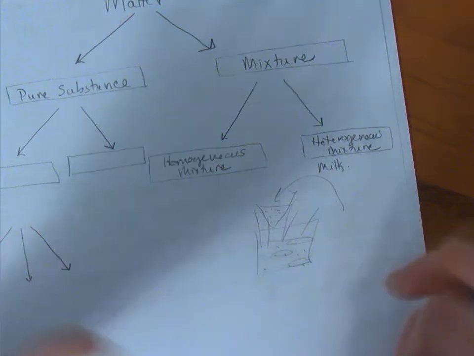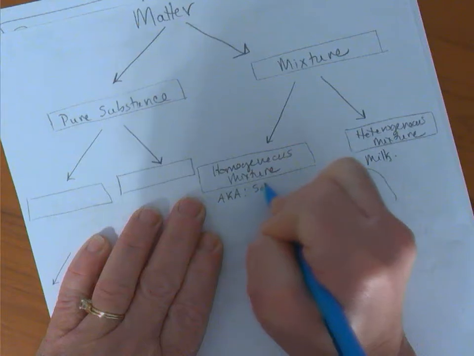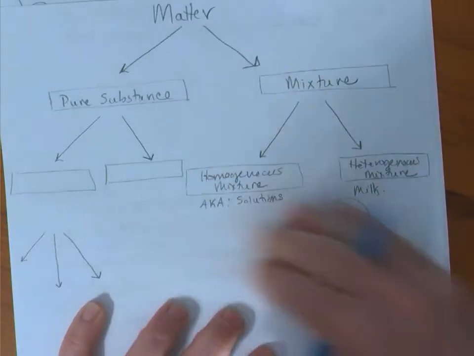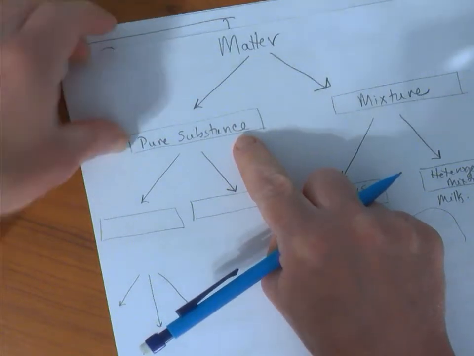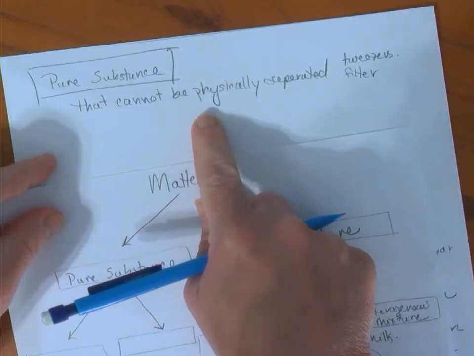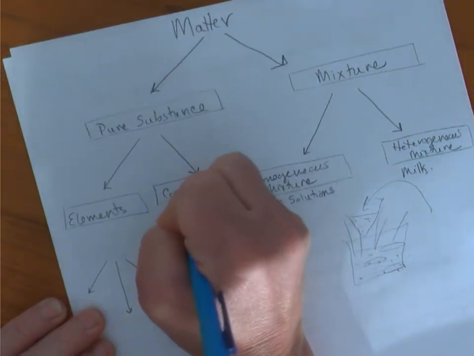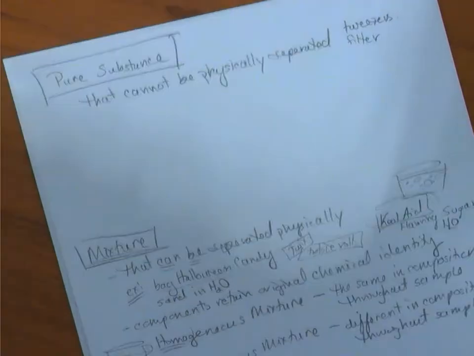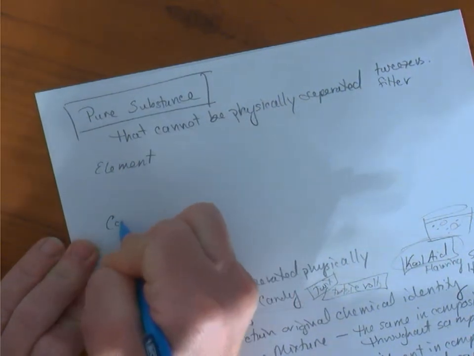Let's see. Homogeneous mixtures are also known as, right? That's AKA solutions. So that's something to make a note of. Okay, so that's what we want to talk about as far as mixtures are concerned. So now, pure substances. Pure substances cannot be physically separated. All right, so what are they? Pure substances are either elements or compounds. All right, so some more definitions. An element or a compound cannot be separated physically.